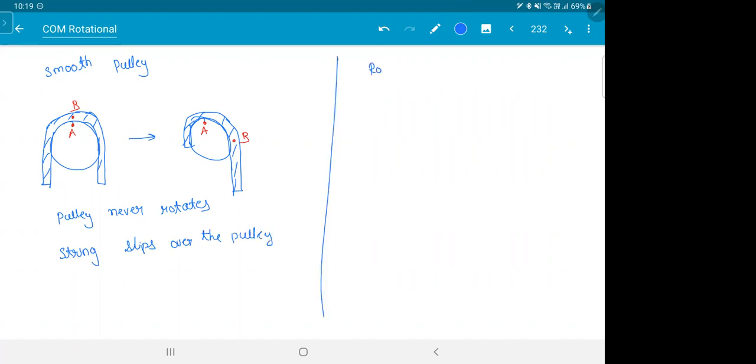But in a rough pulley, the difference is the pulley is also rotating now. This is what you see in real life. The pulley rotates. But in loss of motion, because you took a frictionless smooth pulley, the pulley was never rotating.